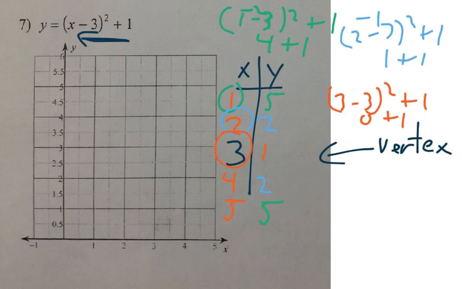And graphing it real quick, I know 1 is 5. I know 2 is 2. I know 3 is 1. I know 4 is 2. I know 5 is 5. So here would be my graph. Pause the video again if you need to.